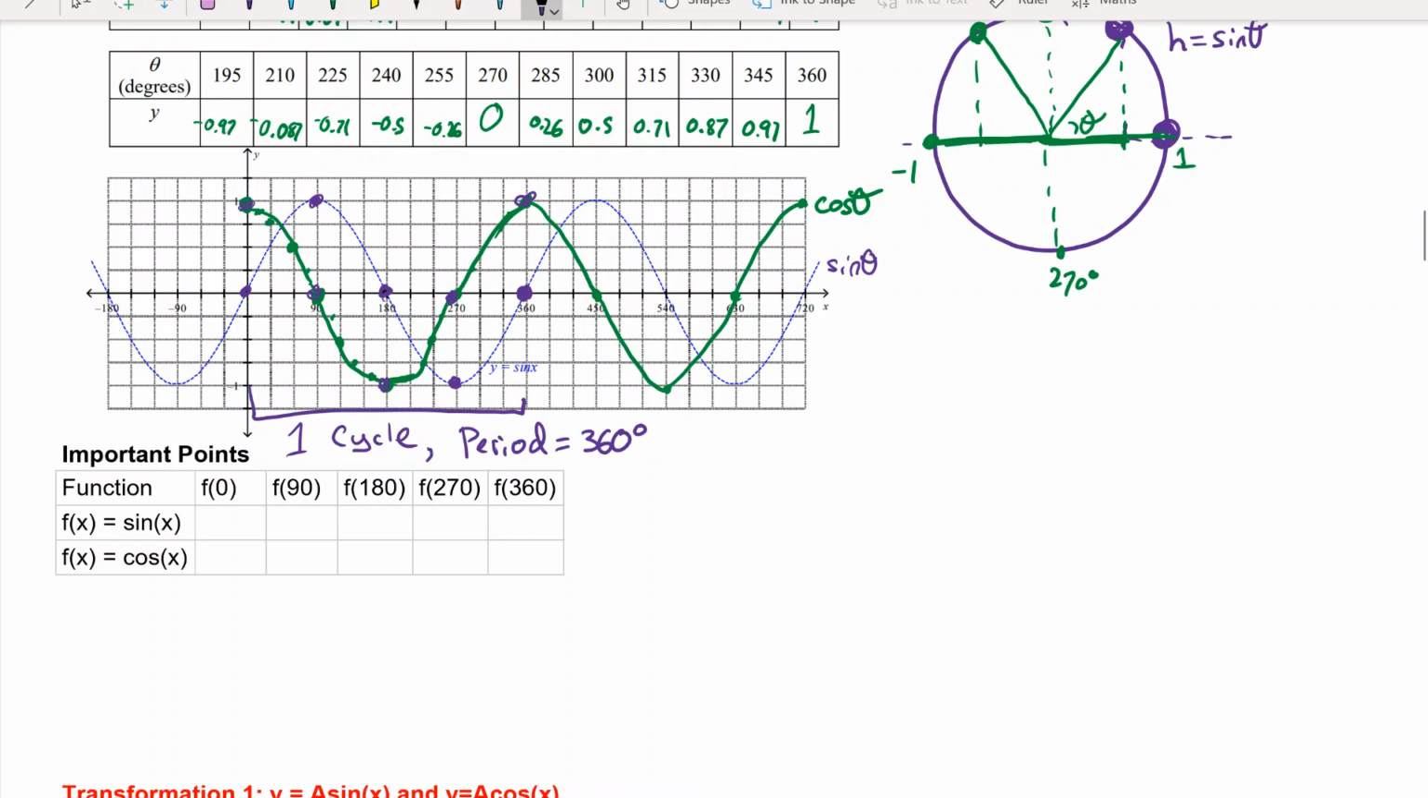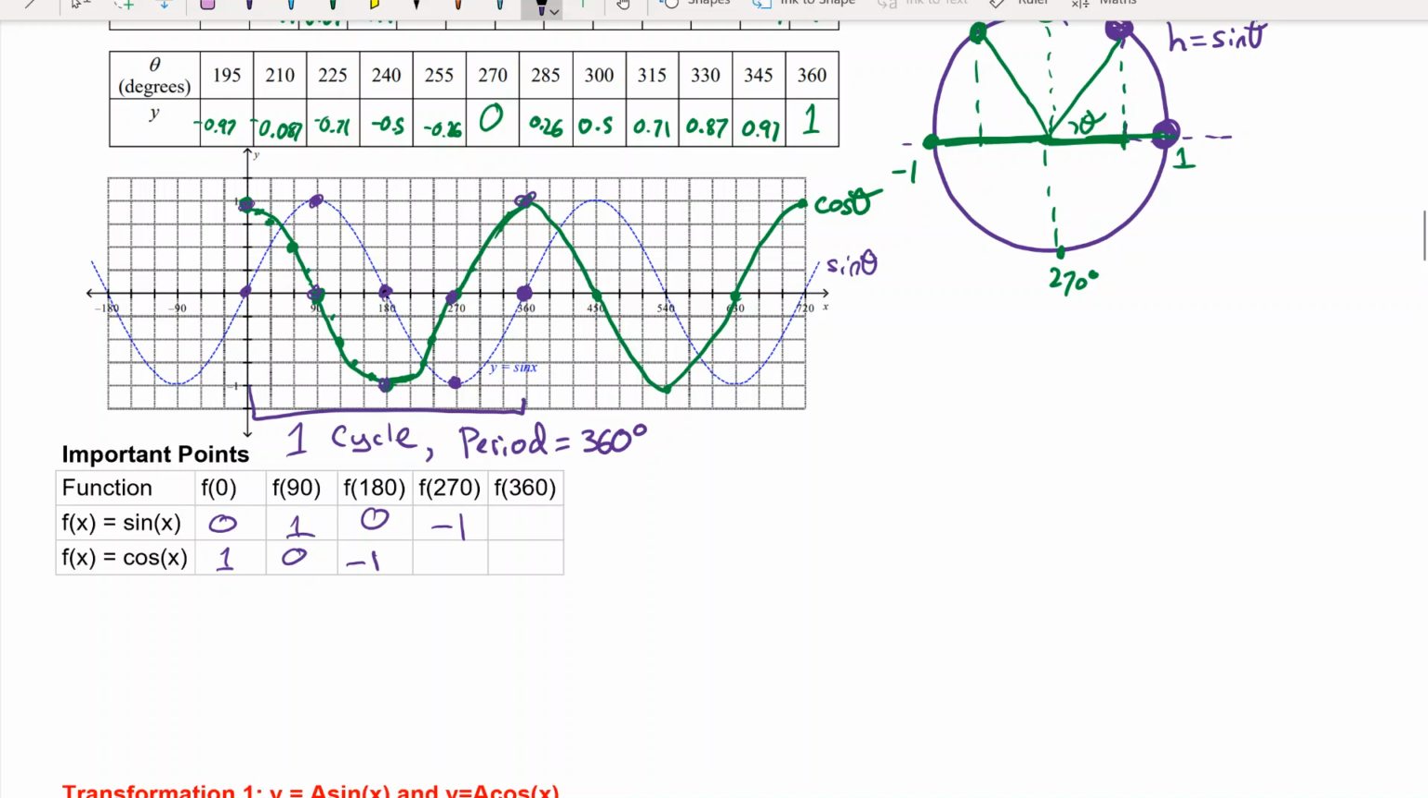So the first one is f at 0. So when x is 0, or when we're at 0 degrees, sine of 0 degrees is 0, and cosine of 0 degrees is 1. Sine of 90 is going to be 1, and cos of 90 is 0. Sine of 180, we're back at 0, and then cos of 180, we're at negative 1. And then the sine of 270, we're all the way to negative 1 now.